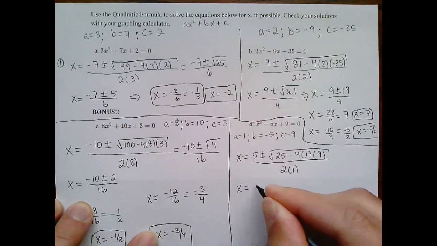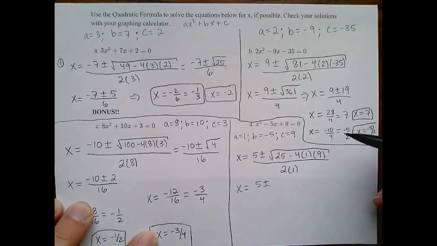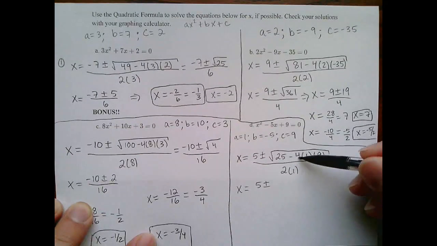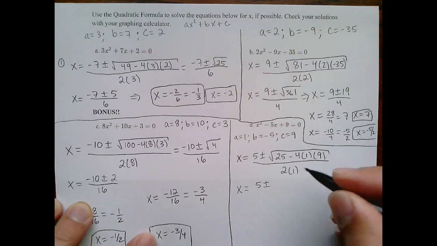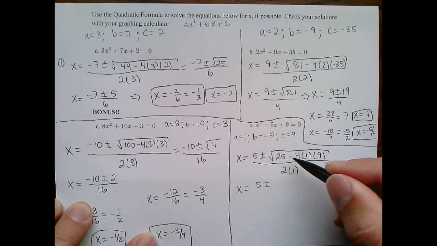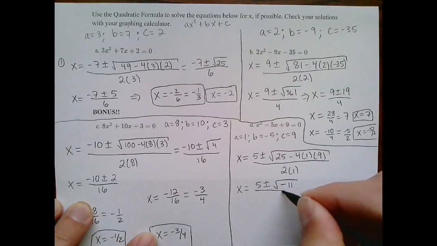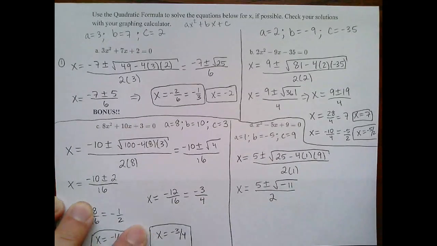So I have x equals 5 plus or minus, how about inside of here? Here I have negative 4 times 1 times 9. Well, negative 4 times 1 is negative 4. Negative 4 times 9 is negative 36. So what is 25 minus 36? It's negative 11, all over 2 times 1, which is just 2.